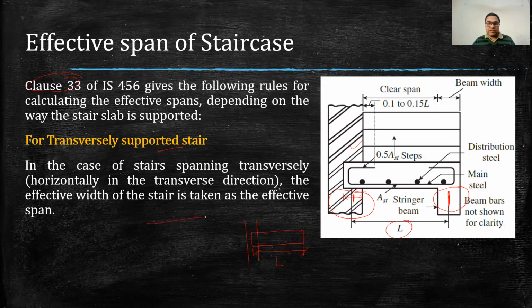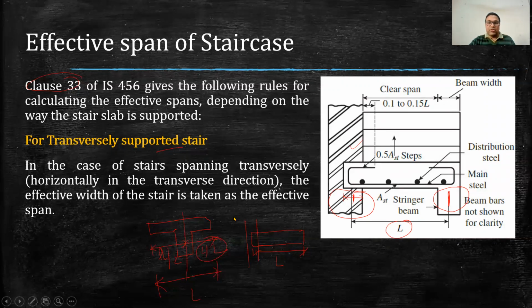Similarly, in case of beam running centrally, effective span can be considered in both ways as, say, if this is L, then in that case, it will be L by 2. And in this case also, it will be L by 2. Okay. So this is how we find out effective span in case of transversely supported staircase. It is comparatively very easy to understand how effective span will be there.